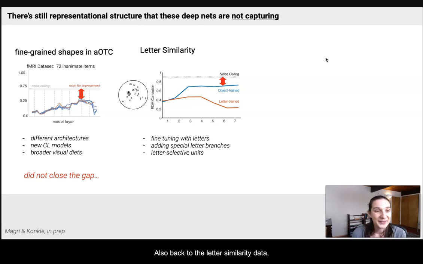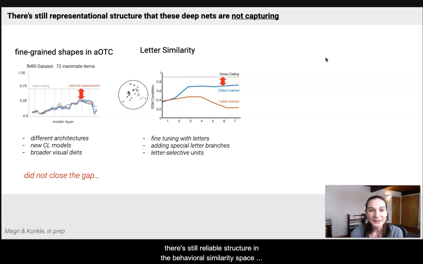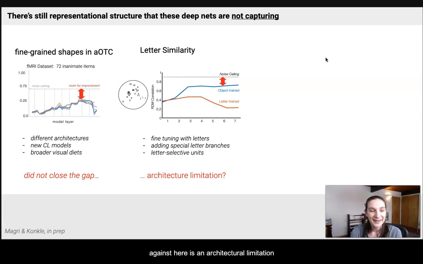Also, back to the letter similarity data, despite our efforts to fine-tune, we never were able to close the gap. There's still reliable structure in the behavioral similarity space that's unaccounted for, which makes me think that what we might be running up against here is an architectural limitation. There's structure that deep nets just aren't capturing.